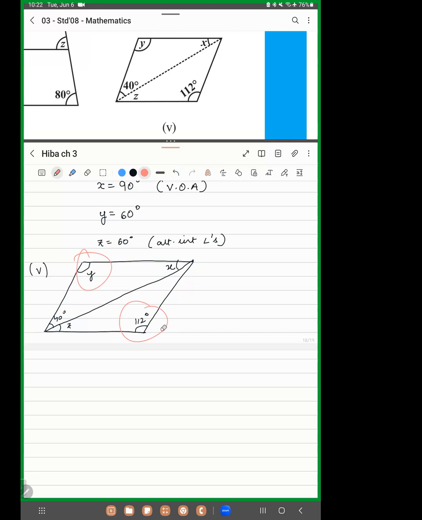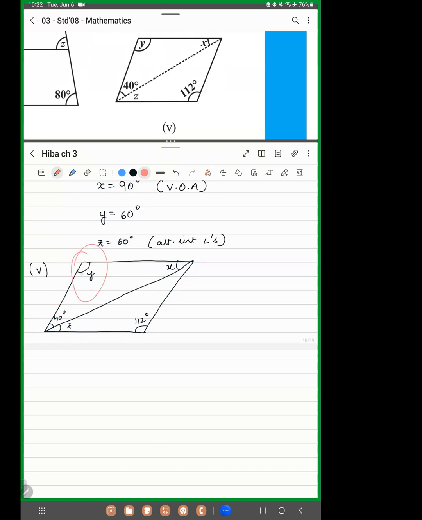What do you mean by that? For example, this middle line or diagonal is disturbing these two angles, है ना? It is cutting them in between. So it is coming in between these two angles.